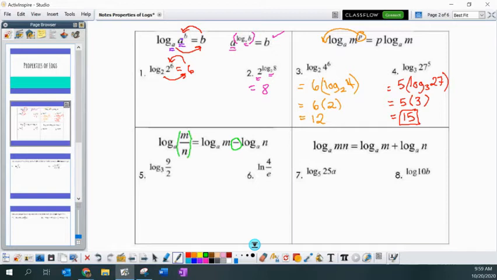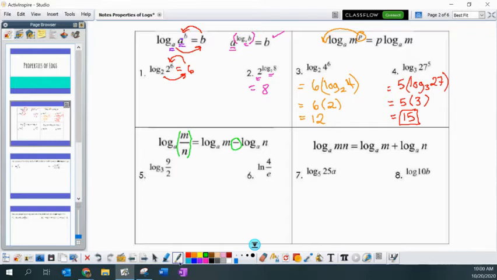Okay, so we have something that we're dividing. The fraction bar means divide. So the difference of logs is the log of their quotient. But of course, that property works in both directions, and we'll do it in both directions in our notes today. So if we have the log of a quotient, we can split it into the difference of logs as well.